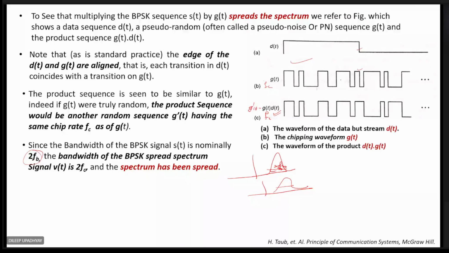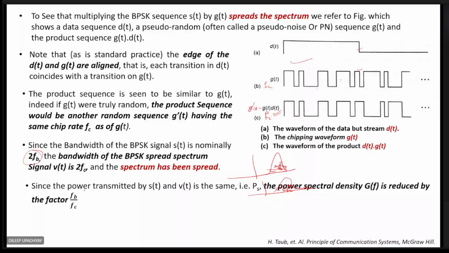Since the power transmitted by ST and BT is the same, that is PS, hence the power density in the spread spectrum technique is reduced by the factor FB by FC, and we call FC by FB the processing gain. If the processing gain is high, then FB by FC will be low, and the power spectral density will be reduced by that much. That's why we prefer to have a high processing gain. Another reason I will let you know later on also.